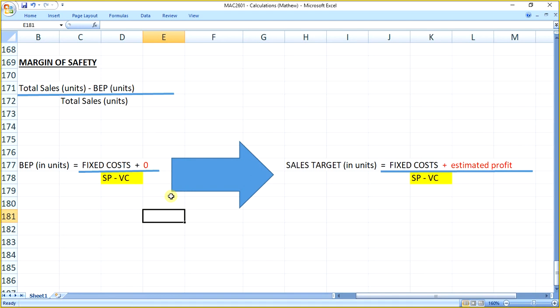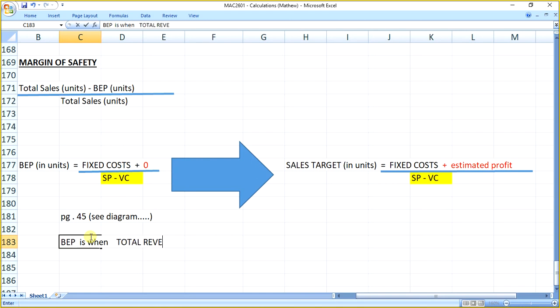It's just showing the break-even point, which is great. Just look at the theory on page 45. Okay, see the diagram. That just explains what we were talking about earlier in terms of break-even. Maybe just to summarize, break-even point, BEP, is when total revenue equals total costs. That's basically what break-even is representing. Make sense? Yes, 100%.